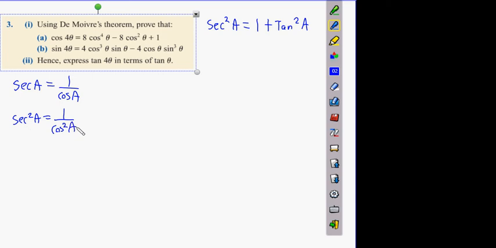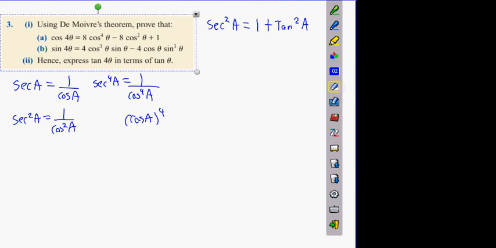Would everybody be happy with that? Yeah. What is secant to the 4A? 1 over cos A to the power 4. It's not actually 4 times the angle. It's technically that there means cos A all to the power of 4. It's not 4 times the angle. It's to the power of 4.